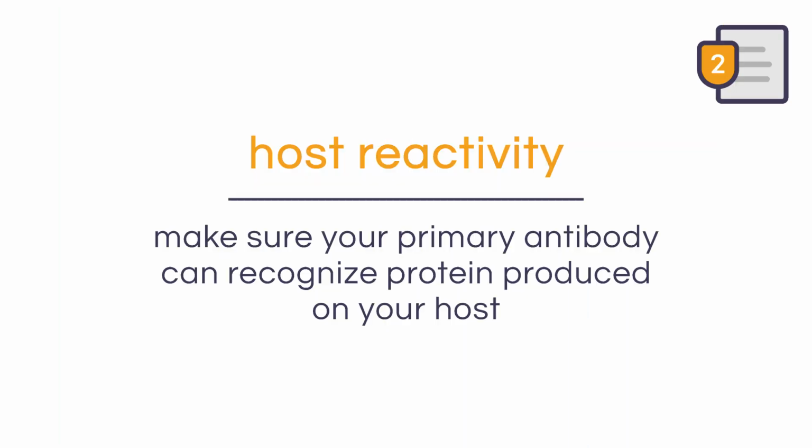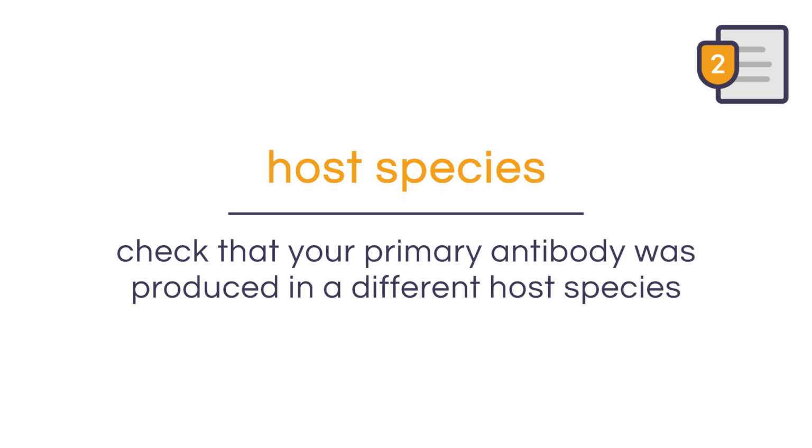And let's start with host reactivity. It is very important that your primary antibody is capable of recognizing the protein produced on your particular sample type. So if your sample is a mouse sample, you need to make sure that host reactivity includes mouse. Then we want to look at the host species, which is in which host was your primary antibody produced. The host species should be different than your host reactivity in preference.